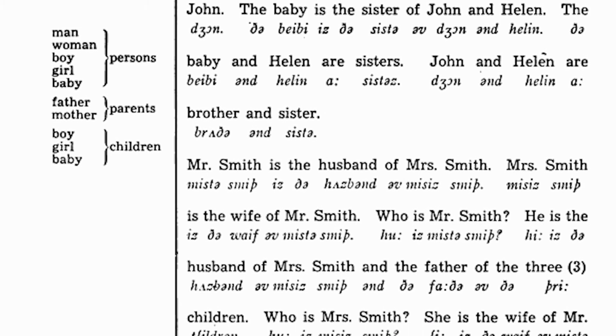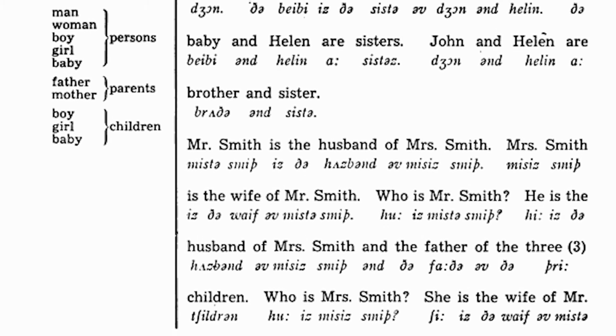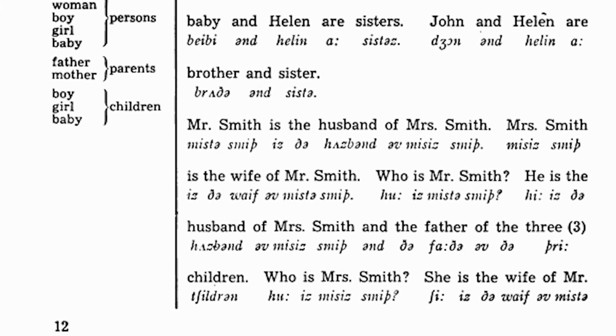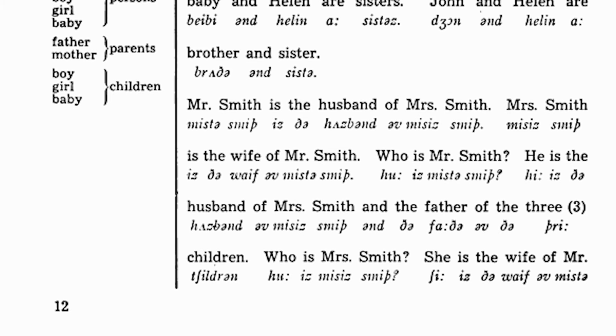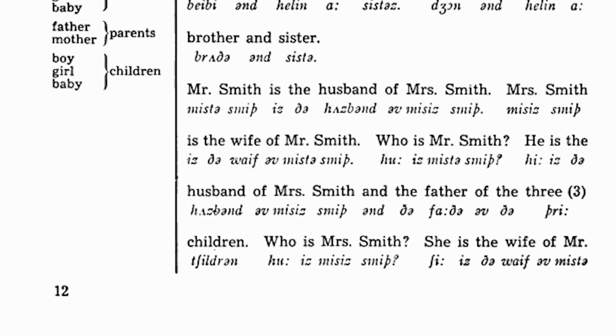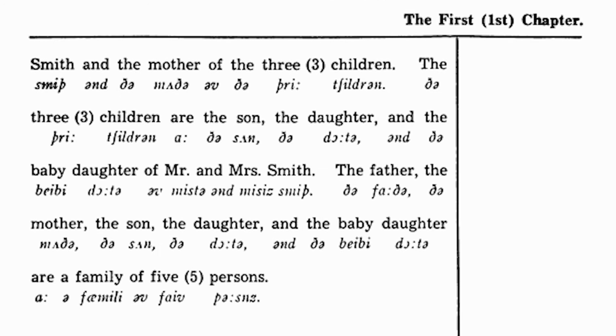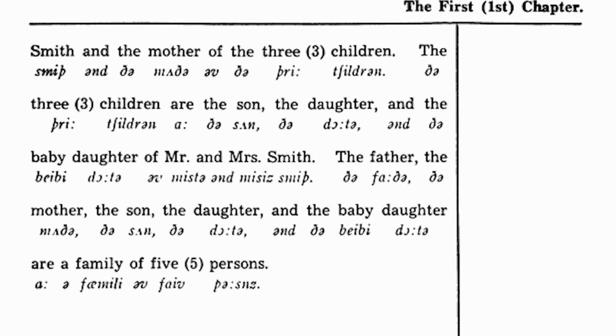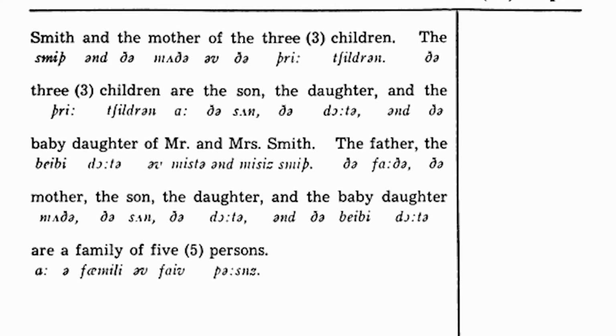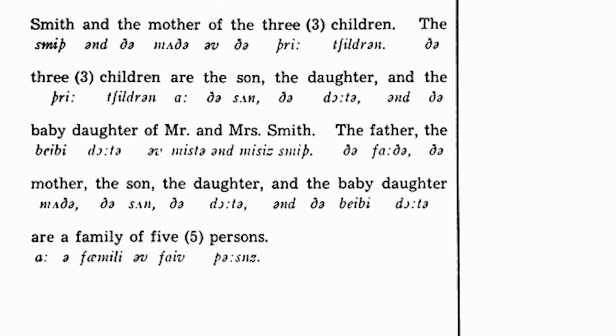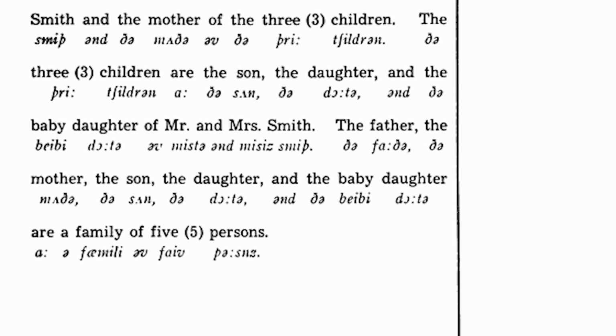Who is Mr. Smith? He is the husband of Mrs. Smith and the father of the 3 children. Who is Mrs. Smith? She is the wife of Mr. Smith and the mother of the 3 children. The 3 children are the son, the daughter, and the baby daughter of Mr. and Mrs. Smith. The father, the mother, the son, the daughter, and the baby daughter are a family of five persons.